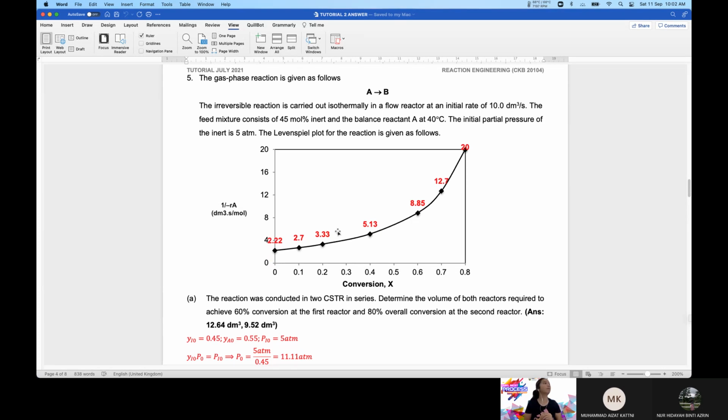Okay, so question number 5, gas phase reaction given as follows. A produces B. Okay, so this uses the Levenspiel plot. So remember, in this question the information can be given in the form of a table or in the form of a plot. Okay. The irreversible reaction is carried out isothermally in a flow reactor at the initial rate of 10 dm³ per second.